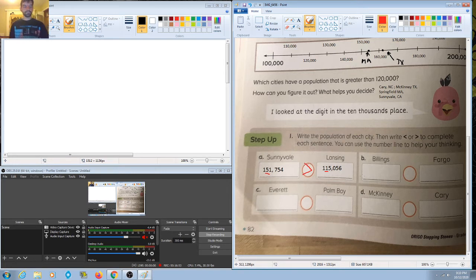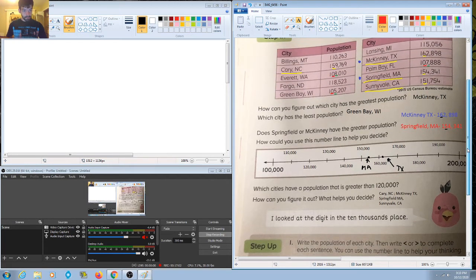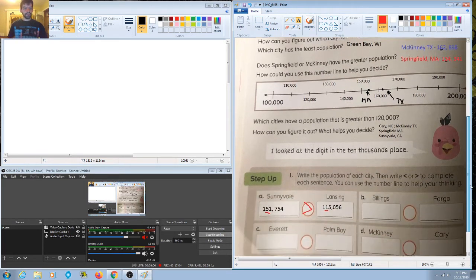Okay. Alright, so let's look at Billings and Fargo. So Billings is going to be 110,263.